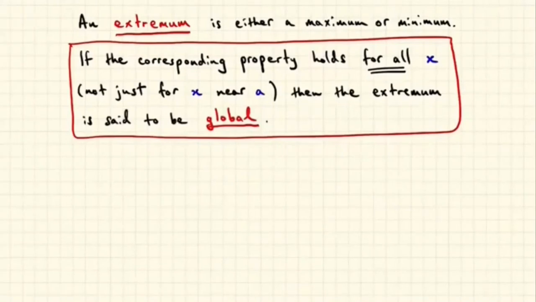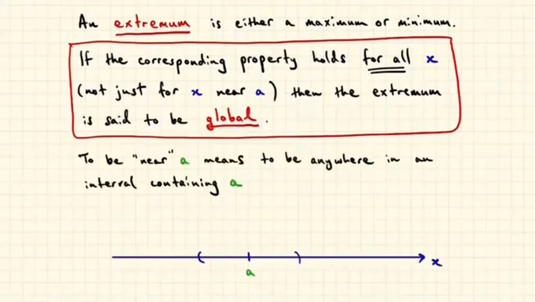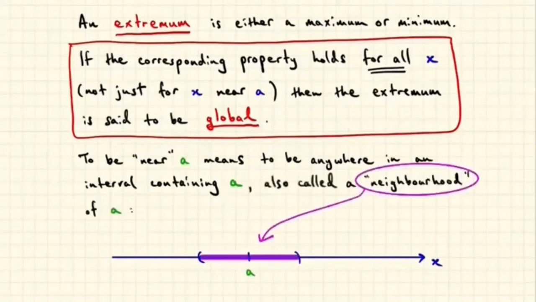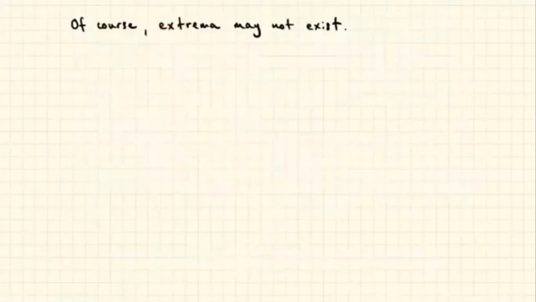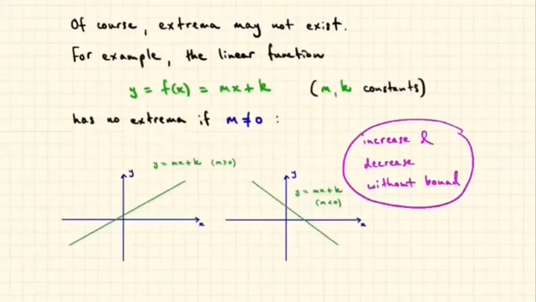To be near a on the real number line means ranging over some interval surrounding a. That interval, which could be quite small, is called a neighborhood of a by mathematicians. Extrema may not exist even for the simplest of functions. For example, any linear function where the slope is non-zero increases and decreases smoothly and uniformly without bound. There's no opportunity for any value of such a function to be the greatest or the least in any neighborhood of its input.